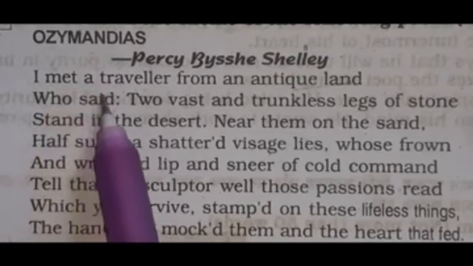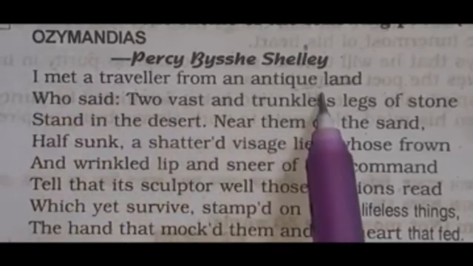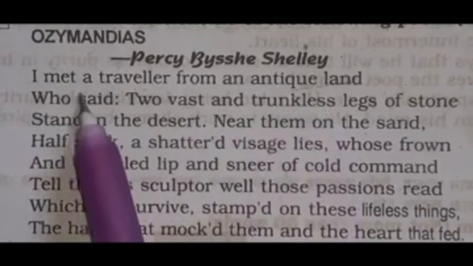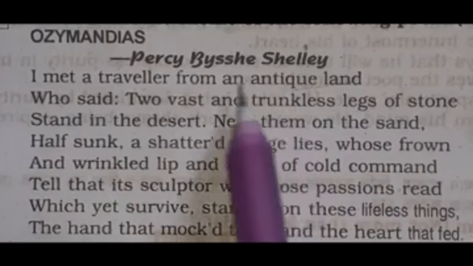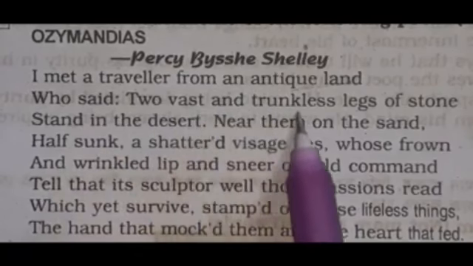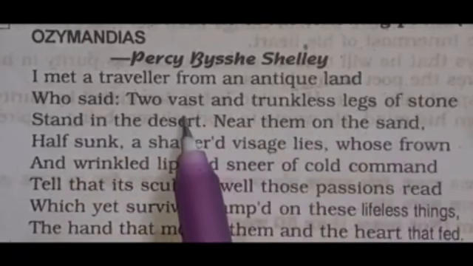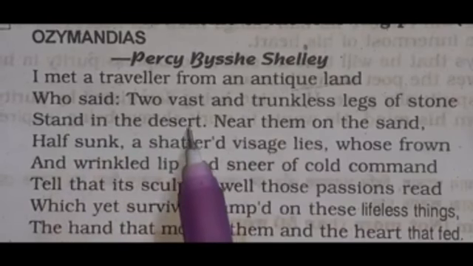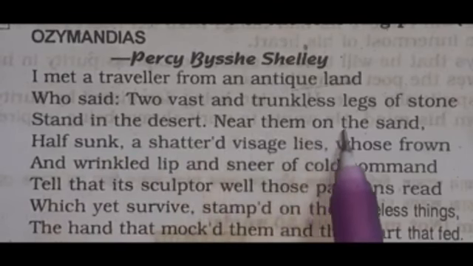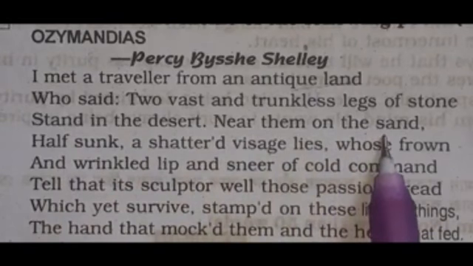First line, I met a traveler from an antique land. Traveler who traveled from an antique land. So the word antique means with an ancient history. Who said, two vast and trunkless legs of stone. Trunkless. The word trunkless means without a body. Stand in the desert, near them on the sand.